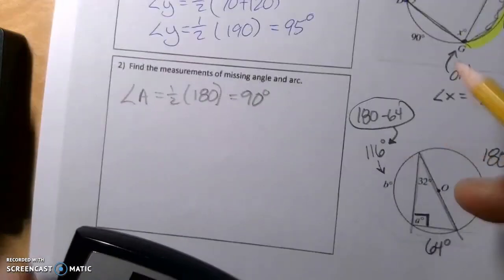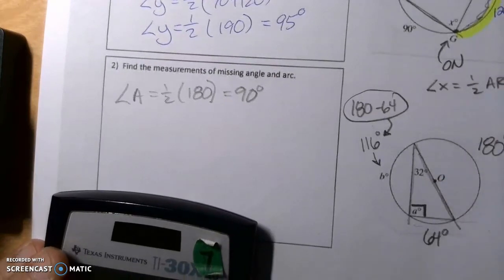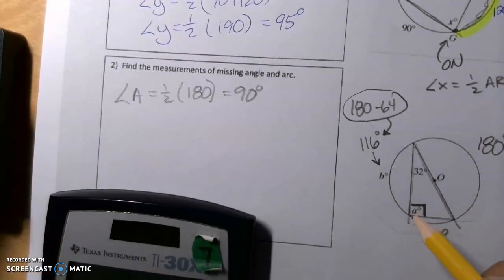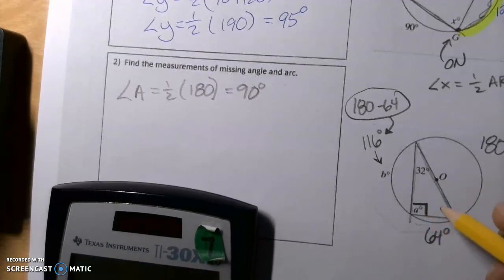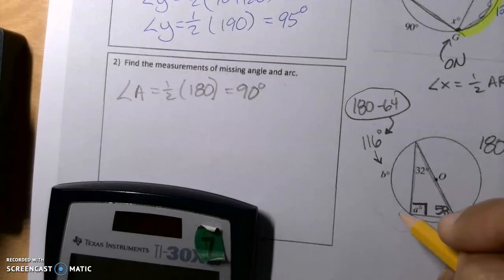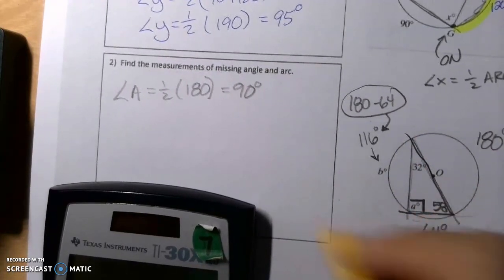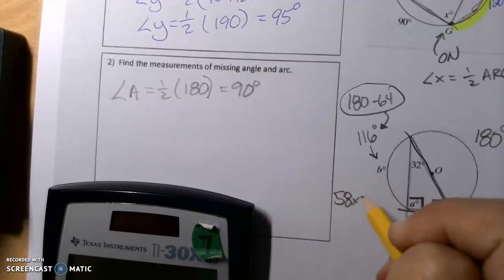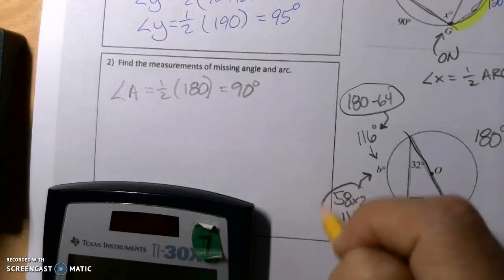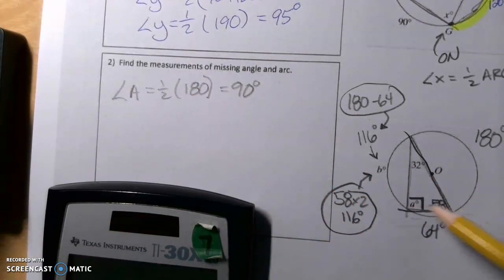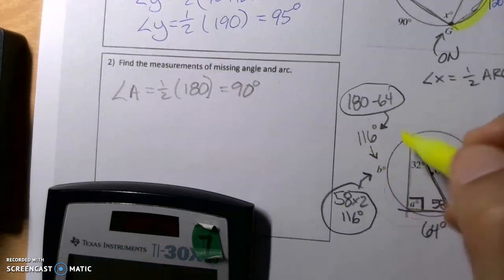The other way to do this is to notice there's a triangle here. All triangles add up to 180. There's 90 degrees. There's 32 degrees. And so this angle here is 58 degrees. This 58 degrees hits arc B. So I could also go 58 times 2, which is also this arc, 116 degrees. Okay, you can figure out the angle within the triangle and then spread it out and get arc B here in yellow.